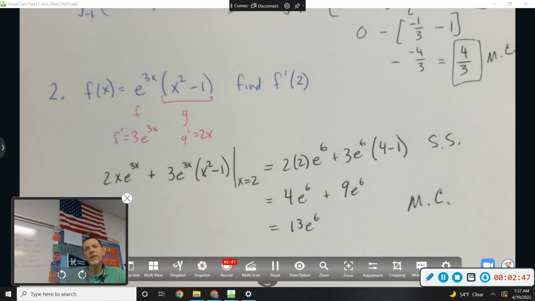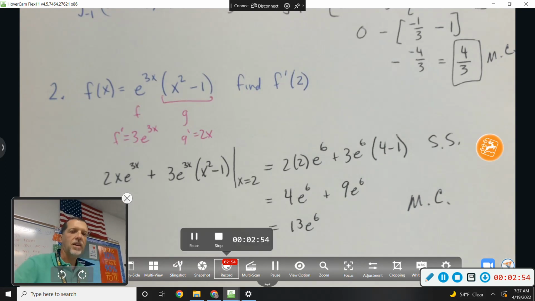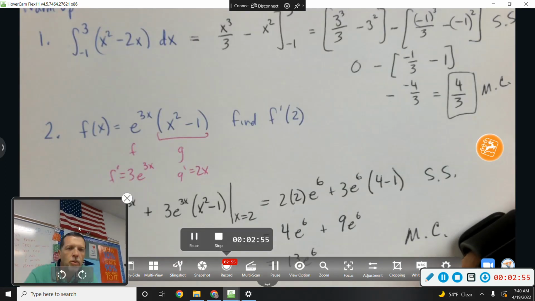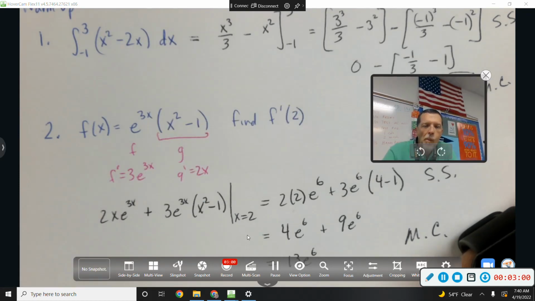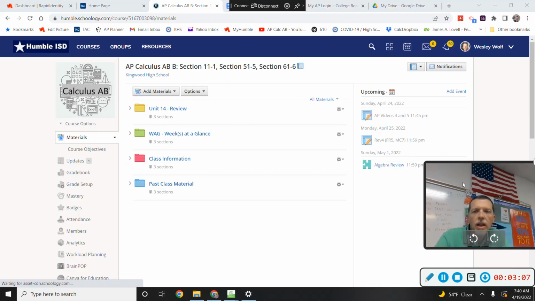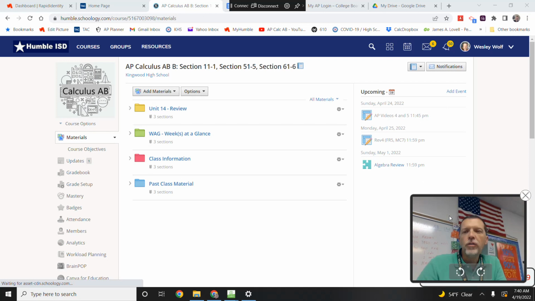Now, take a moment and compare the two warm-ups to number 1 and number 2 on the multiple choice test. So 1 and 2, just like the 1 and 2 on the test. Speaking of algebra, you may have noticed this if you've been in Schoology recently, I added a review assignment in Schoology. It's not due until Sunday, May 1st, so you have like 2 weeks to work on it, so it's not a big deal.